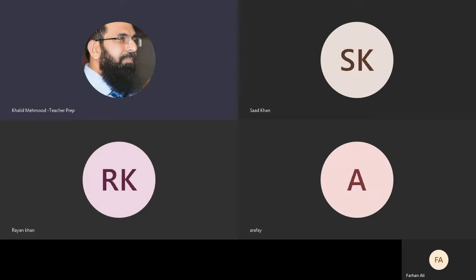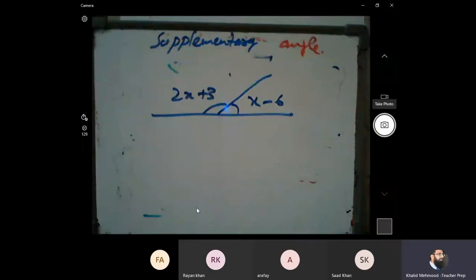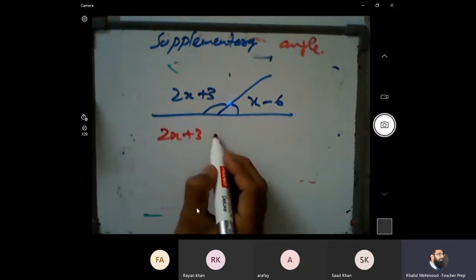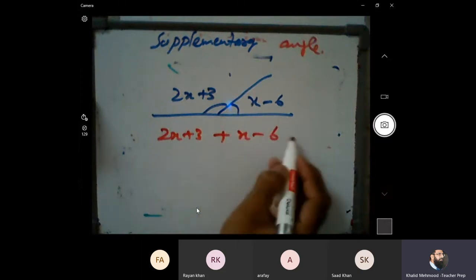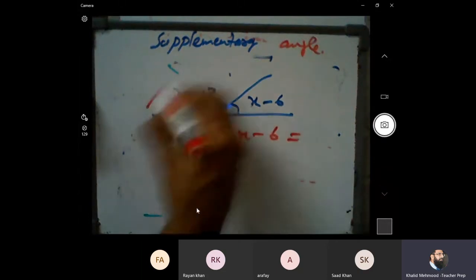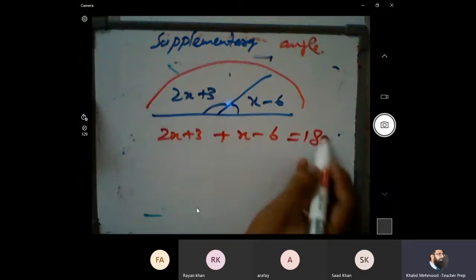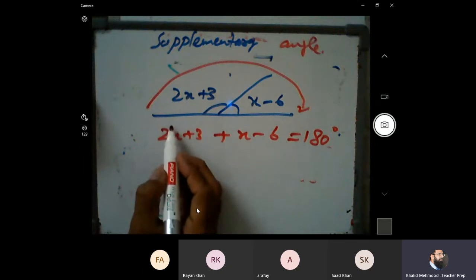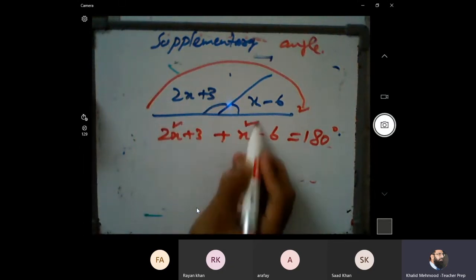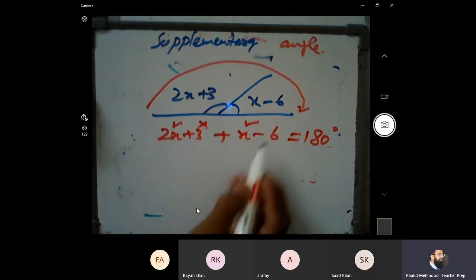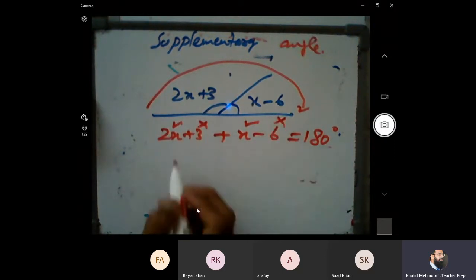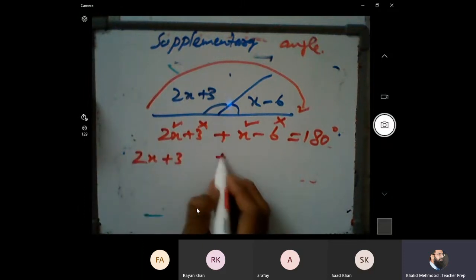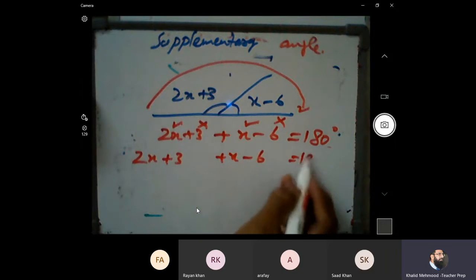Let's check it out. We know that the sum of these angles is 180 degrees. So we'll say that 2x plus 3 plus x minus 6, the sum of these two angles, is 180 degrees. Now we'll be moving, this is a variable, right place; this is a number, wrong place. So we'll be moving the numbers. How will we do the moving? 2x plus 3 plus x minus 6 is equal to 180.